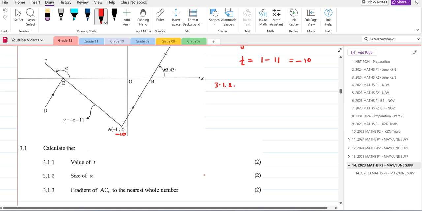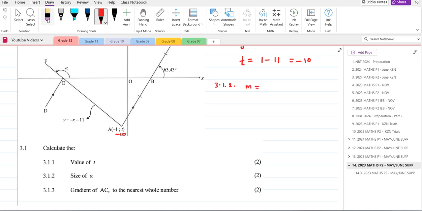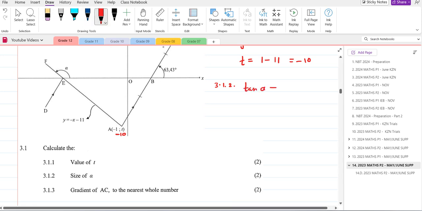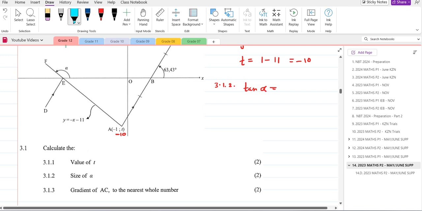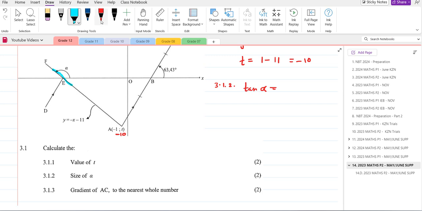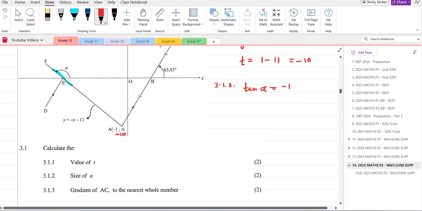3.1.2. Remember, gradient is equal to tan theta, or tan alpha is equal to the gradient. What's the gradient of this line? Remember, alpha is here, so the gradient on this line is -1. Now, tan of 45 is 1. But now 45 degrees is the angle on the inside, so this is going to be 180 minus 45 degrees, which is 135. So I've got 135 degrees for alpha, which is the angle of inclination.